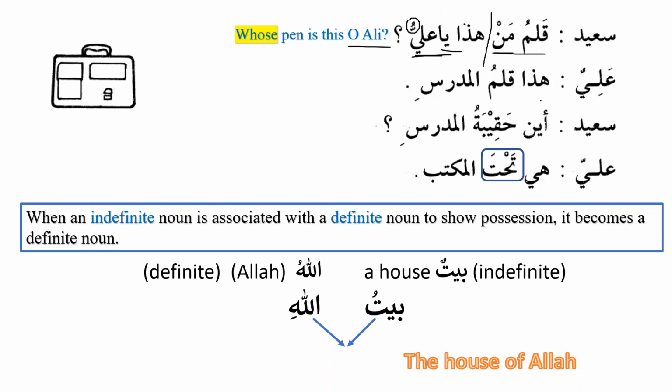Aliyun hadha, we have to put the line. So this is subject, hadha is subject, and qalam al-mudarrisi is the predicate. And we know that this is the idafa construction, and this is the predicate, and the translation will be, this is the teacher's book, or this is the book of the teacher. Sa'idun, aina, where? Haqibatul mudarrisi, where is the bag of the teacher, or where is the teacher's bag?